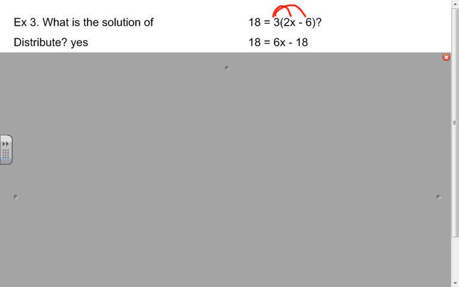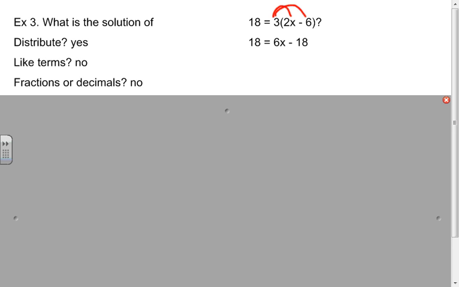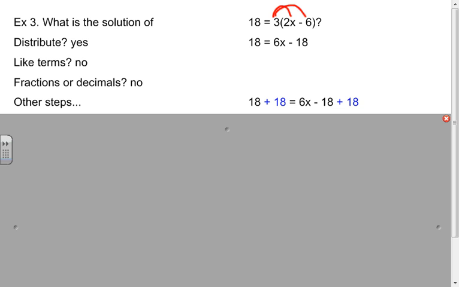Next, we look for like terms, not on the same side of the equal sign. Any fractions or decimals? Nope. So we have to continue with our normal other steps. My variable is x. It's being multiplied by 6 and subtracted by 18. We have to get rid of the subtract 18 first because it's farthest away. The inverse of subtracting 18 is adding 18, so we do that to both sides of the equal sign.